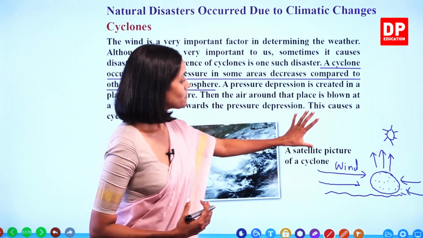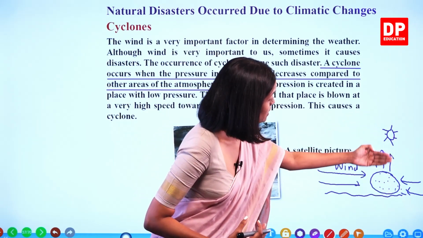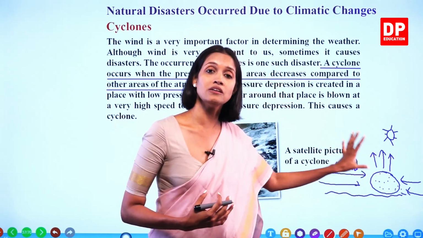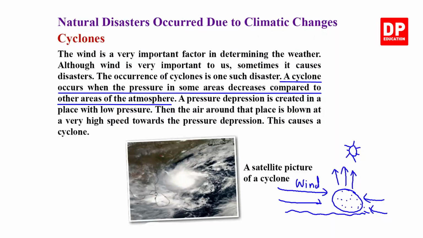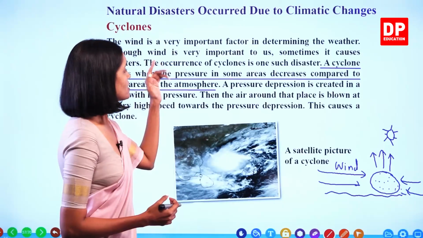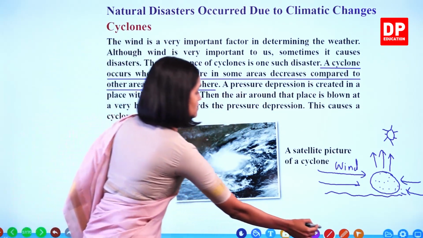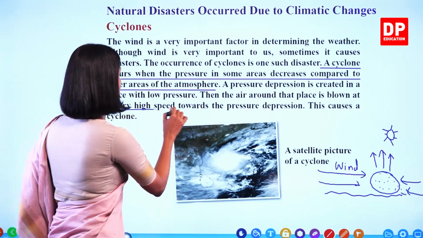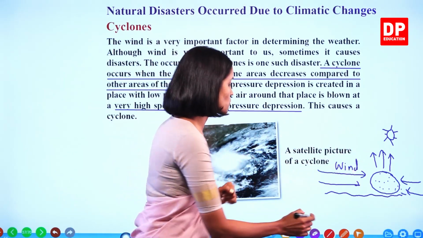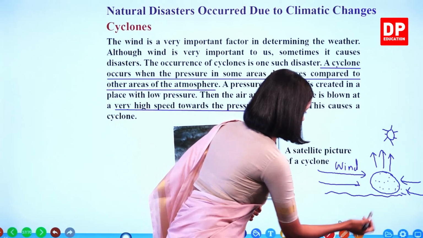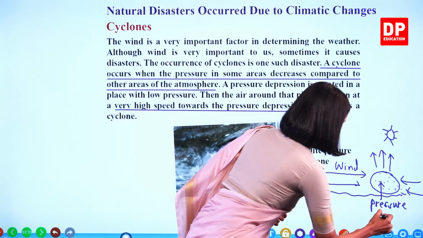So from the high pressure area, air flows towards the low pressure zone. If this happens at a very high speed, it can be called a cyclone, okay? A pressure depression is created in a place with low pressure. Then air around that place is blown at a very high speed, right? A very high speed towards the pressure depression, right? The low pressure area is known as the pressure depression area, right? Pressure depression.